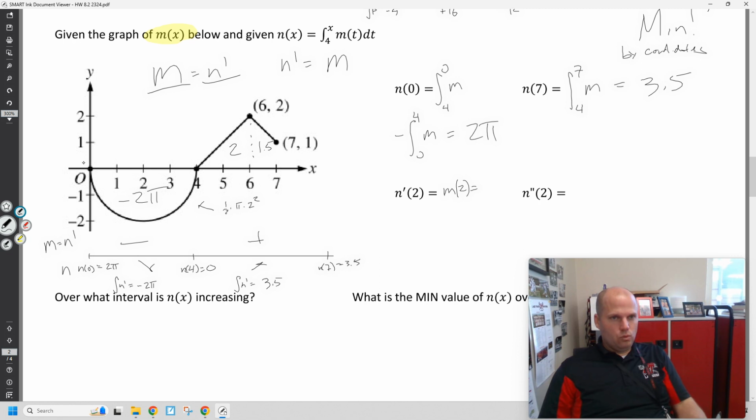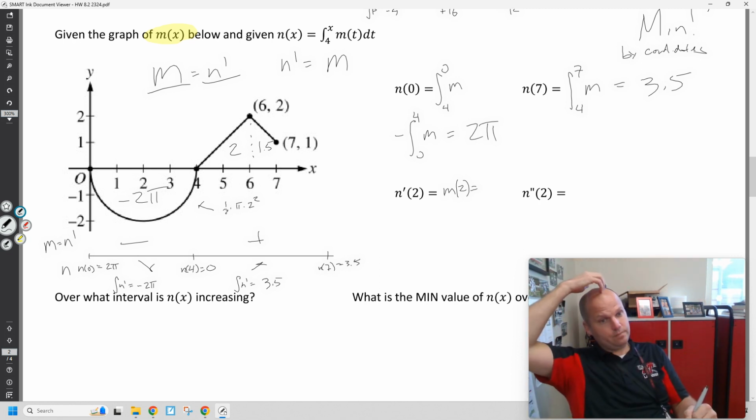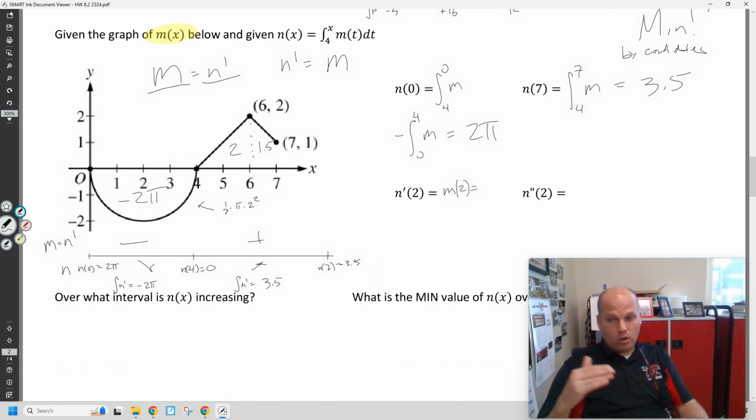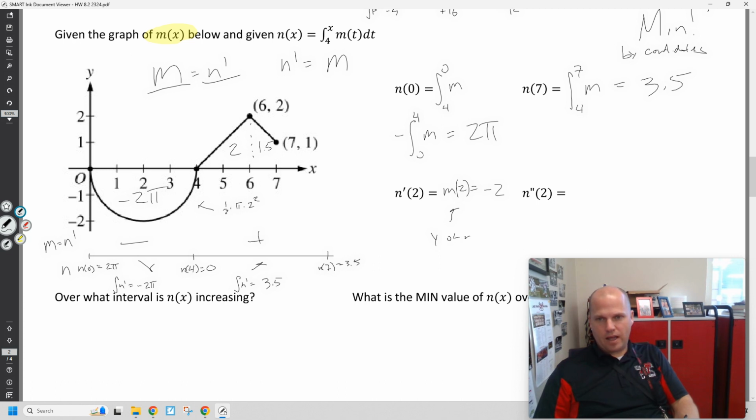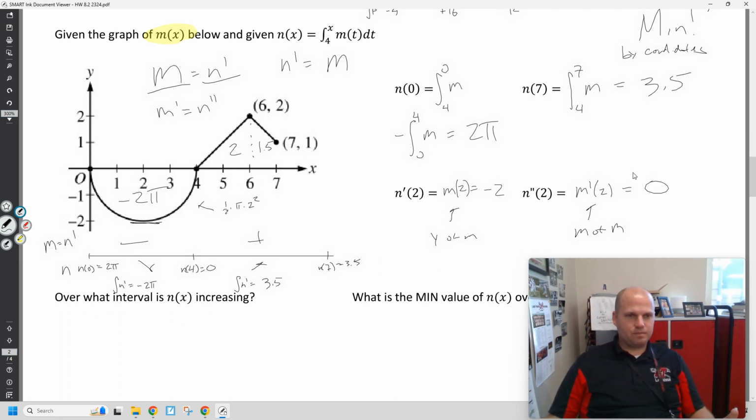M of 2. Ooh, M of 2. M of 2 is that y coordinate on that semicircle. Well, there's no way to use a slope here. It's just kind of knowing that that's the minimum of my semicircle, and that's going to be like that radius. So this, again, is the y of m. M prime equals n double prime. N double prime equals m prime, which is the slope of m. Okay, that's confusing. What's the slope there? It looks like it's a horizontal tangent, and you'd be correct if it was.